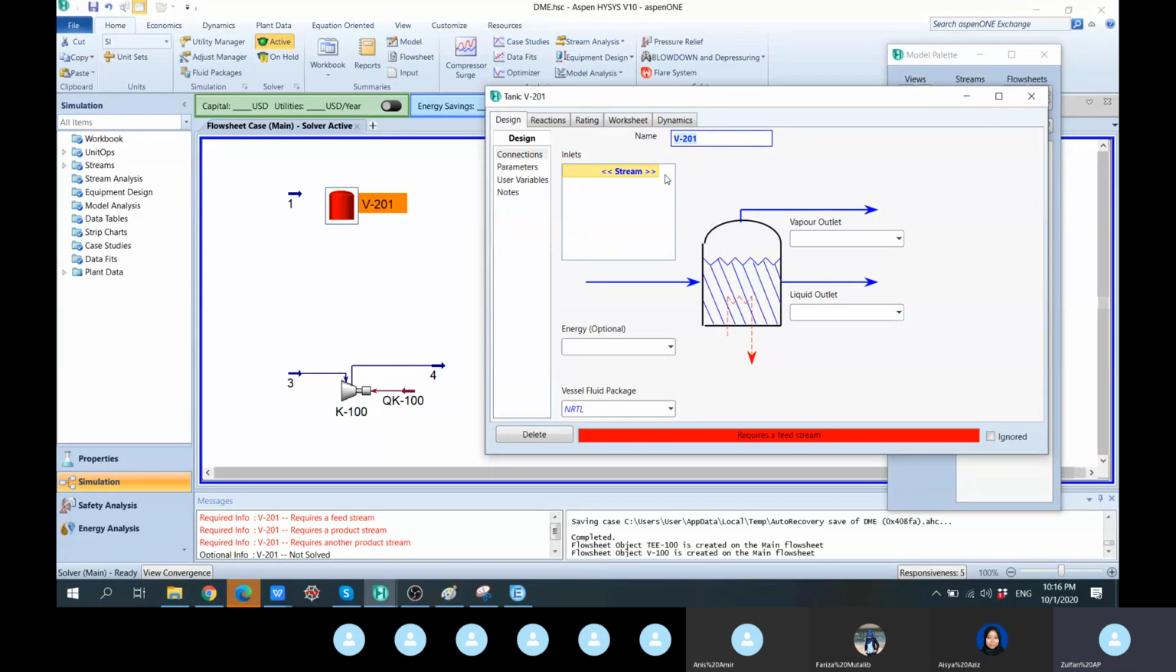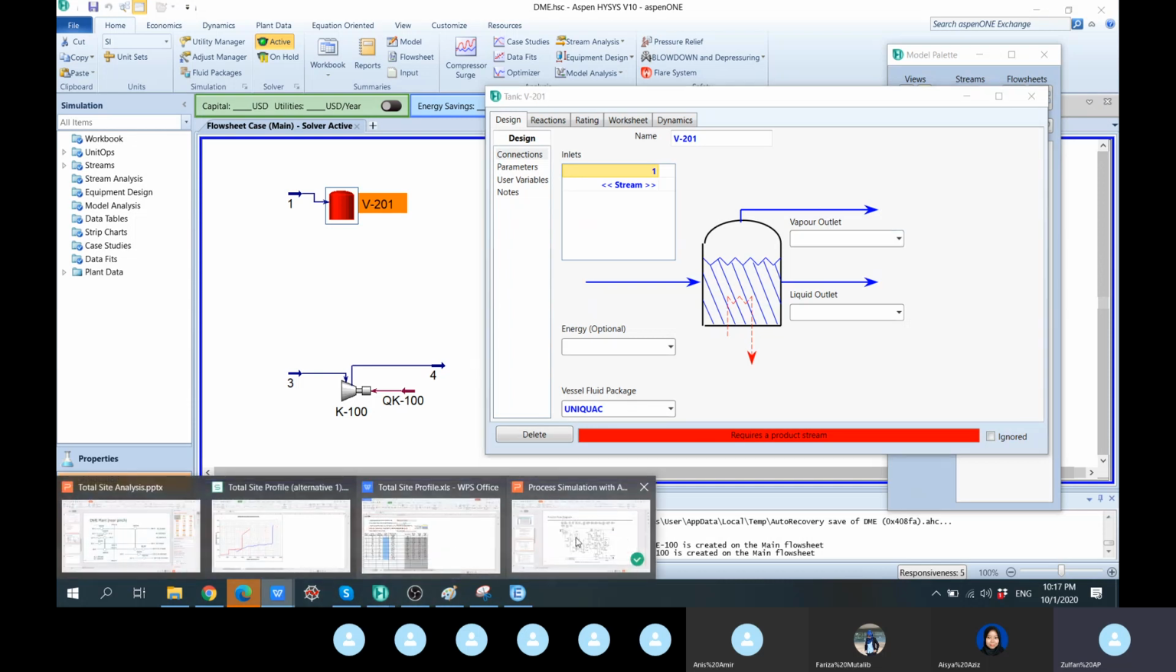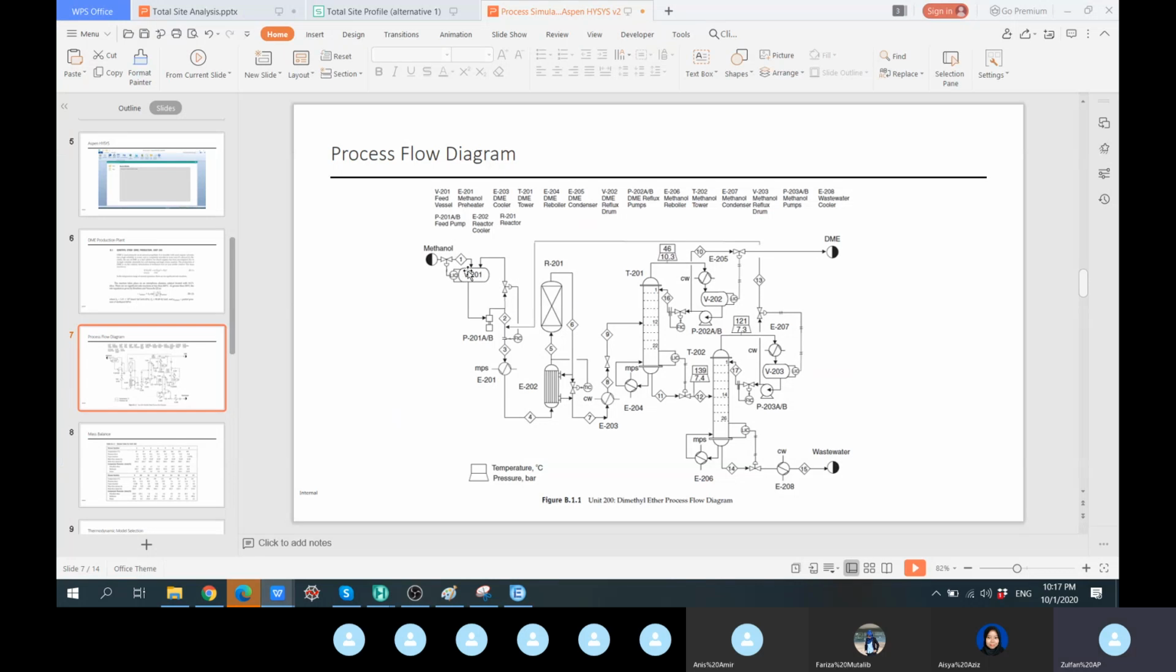V201, and then what is coming in is stream number 1, right? Still we have to specify these two, because it's just like a separator. So we have downstream stream number 1, and then this stream without any name. You can put this 1A, and then there is another stream, but this stream we will have to neglect for the time being. So this is stream 1A, and then the vapor stream, which is not shown here, right?